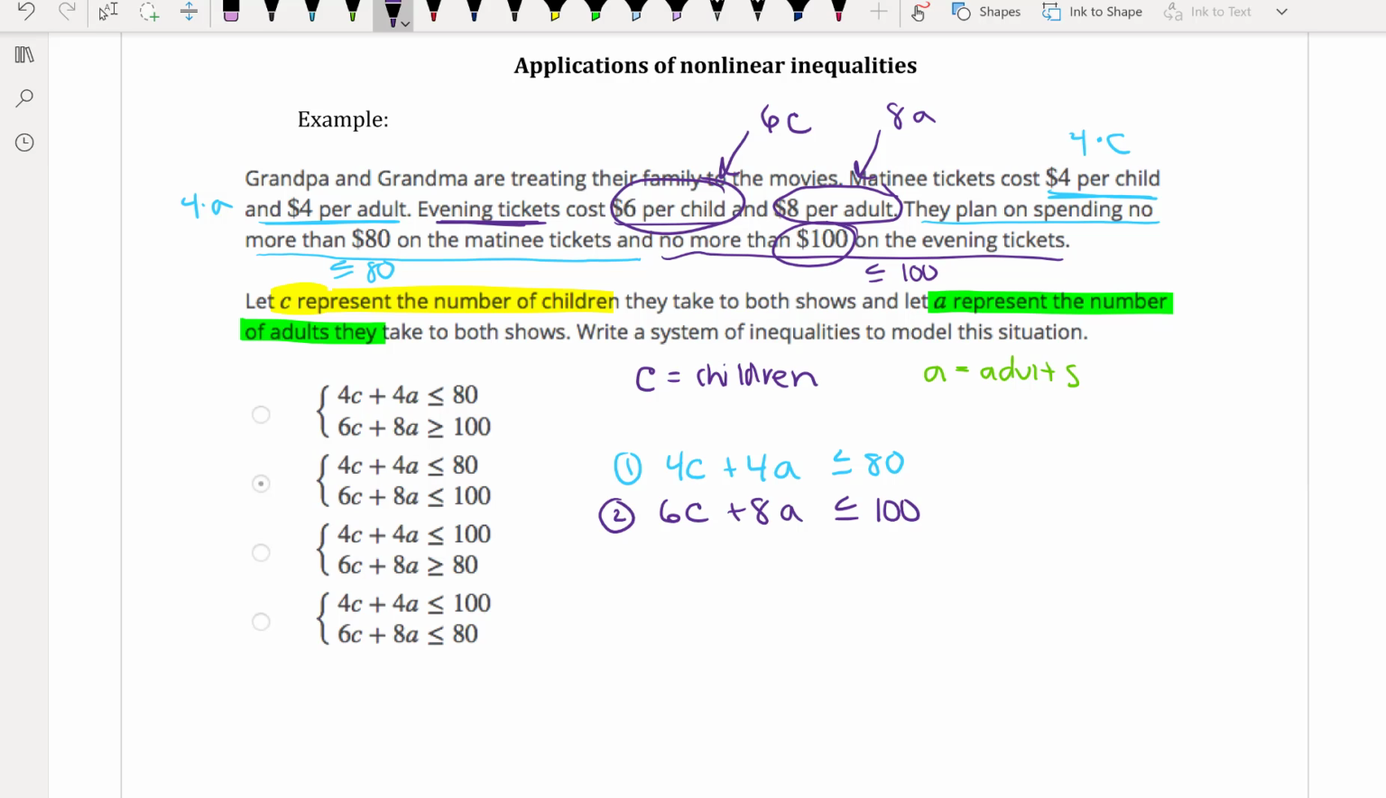So let's see what that is going to look like. I have 4C plus 4A less than or equal to 80, and I have 6C plus 8A greater than or equal to 100. So that's not going to be it. Then I have 4C plus 4A less than or equal to 80, 6C plus 8A less than or equal to 100. So this one looks about right, and they're both kind of facing the same way. So this is going to be the equation.